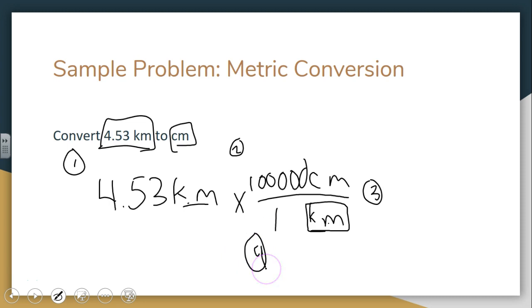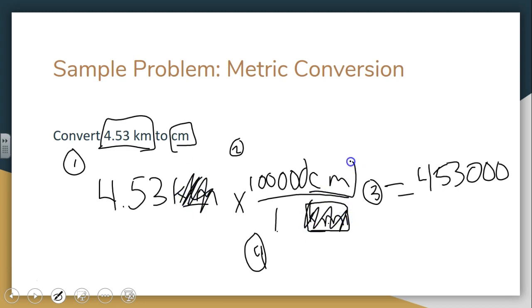And now the last thing is we actually have to do the math. We can't just stop right there and set this up. So when we do the math, we do 4.53 times 100,000. So that's 453,000. And then we could divide by 1, but when we divide by 1, it's just itself. And so what about the units? Well, kilometers here are on the top and kilometers here are on the bottom. So the only unit that's left is centimeters. So that's number 5. Do the math.